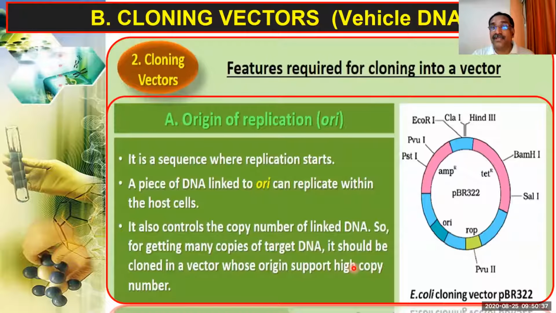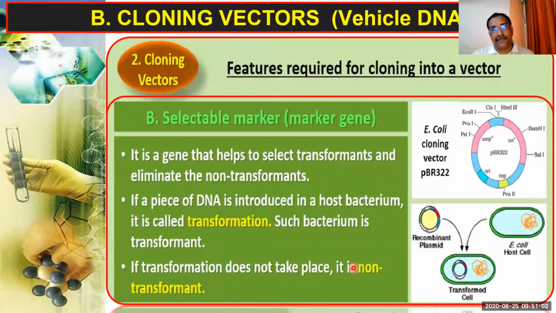You have to find out which one is giving more genes, I mean more duplication, more replication, more clones. If you want many copies of a gene, then you have to insert that gene into a plasmid where the origin supports a large number of multiplications. Or if it supports only a small number, then you will get only a small number. So it controls the copy number of linked genes.